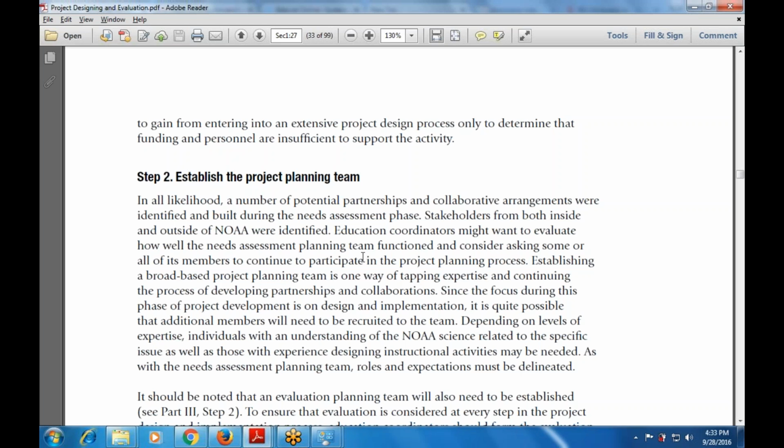Additional members need to be gained into the team, and depending on the levels of expertise, individuals with an understanding of the science related to the specific issues, as well as those with experience designing an instructional activity, may be needed. And as with the need assessment planning team, roles and expectations must be delimited.